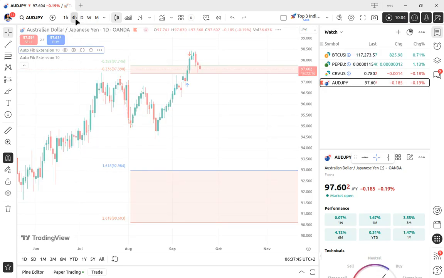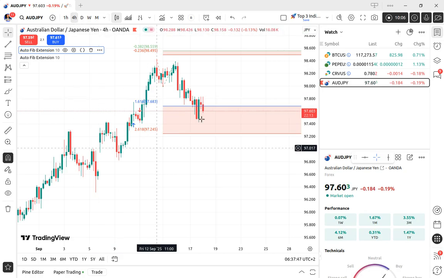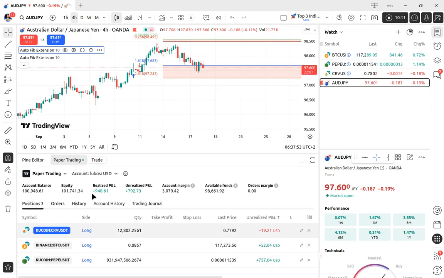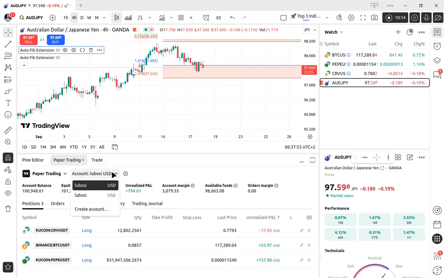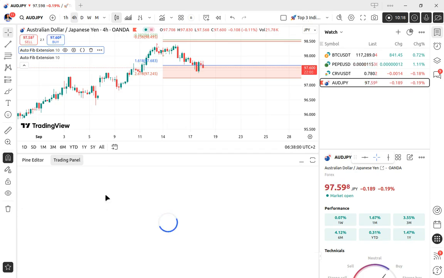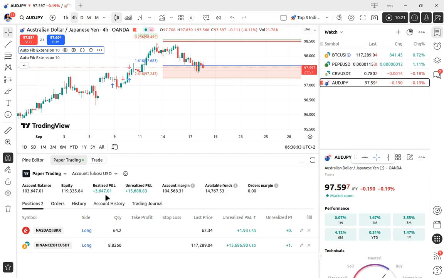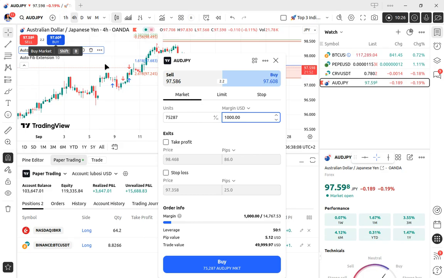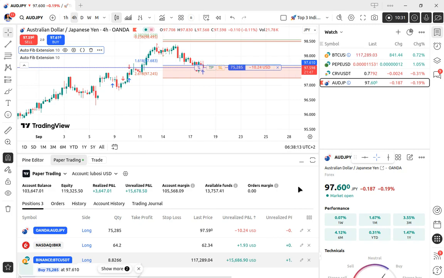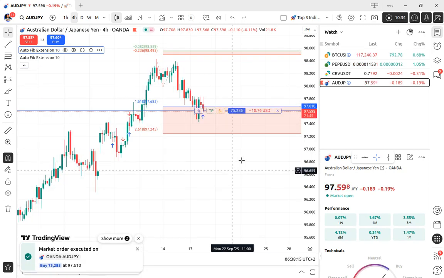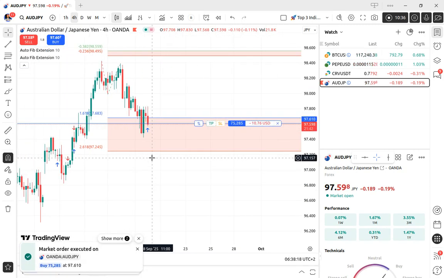So I think there's more potential in this move. So in this case, I would buy it. I would buy AUDJPY.